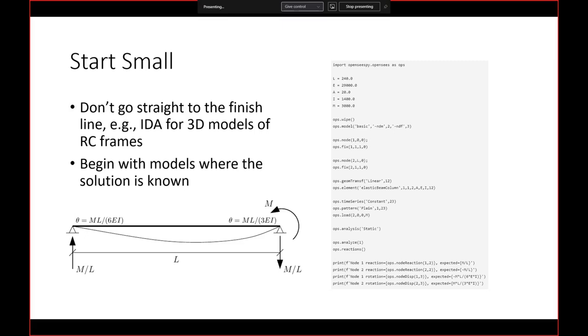But start small. Start with things where you know the solution. Do some sanity checks. Like this is the simplest thing possible. Simple span and moment. These are the reactions. This always trips up my statics class too. You give a pin beam with a moment, and then you ask to find the reactions. It's a great problem. But then the rotations at the end, we know, it's flexibilities: ML over 6EI, ML over 3EI.